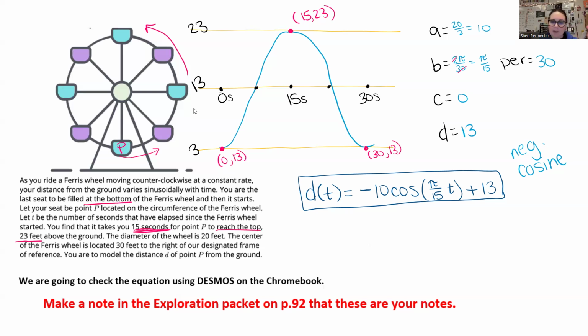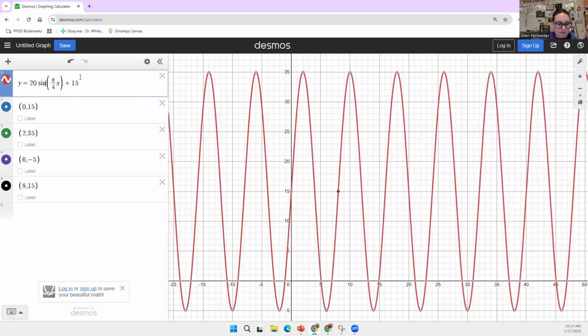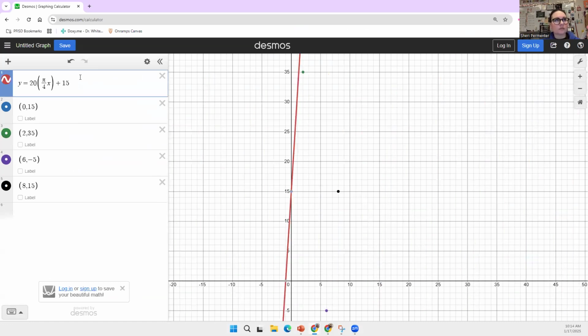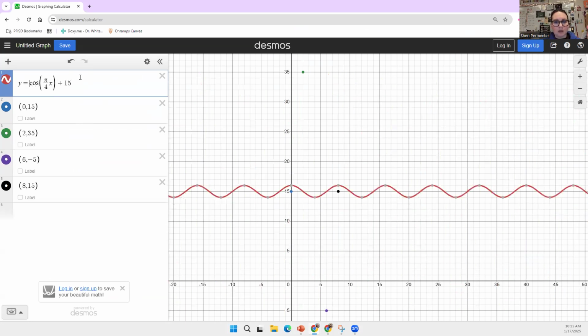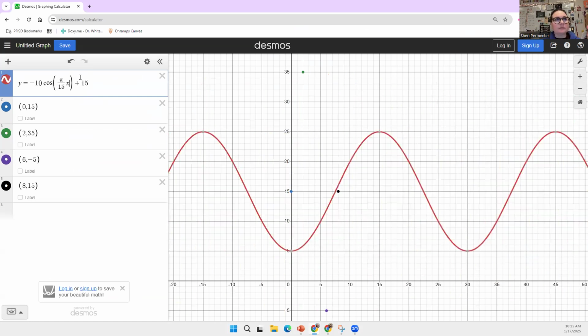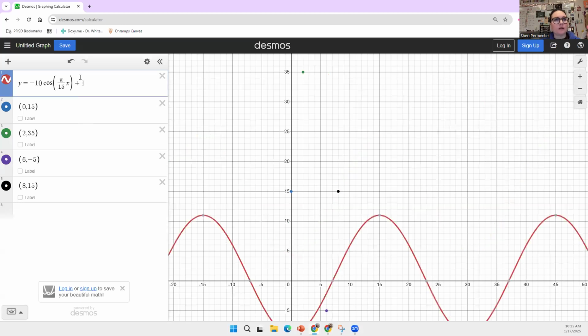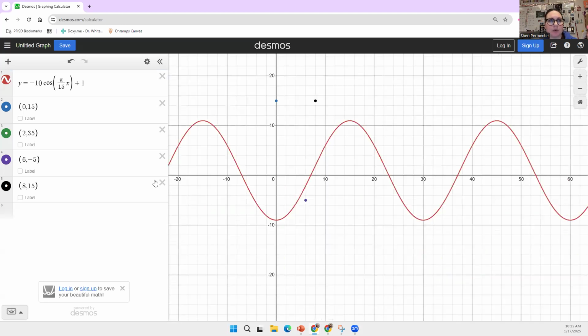So I'm going to type that into Desmos again. You should type it in. Don't just have me do it. Don't forget it is negative. All right, so all my points are all messed up now because I have different points that I'm checking, and I'm only going to check 3 this time.